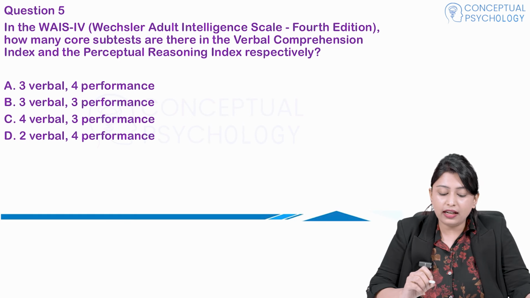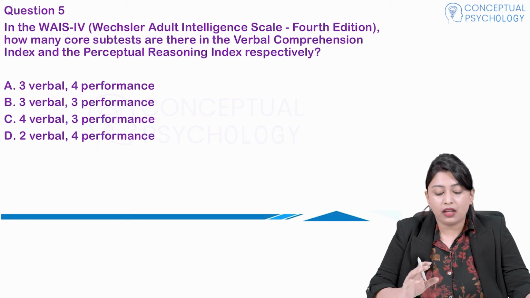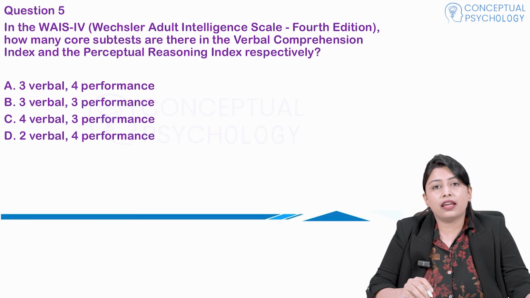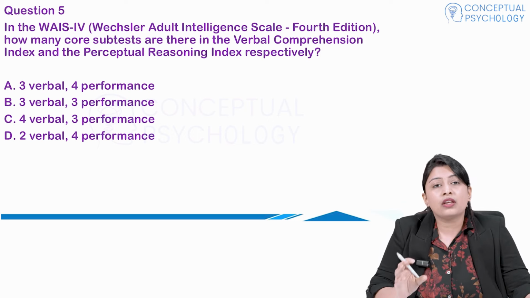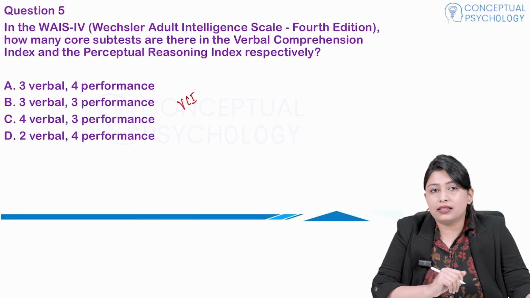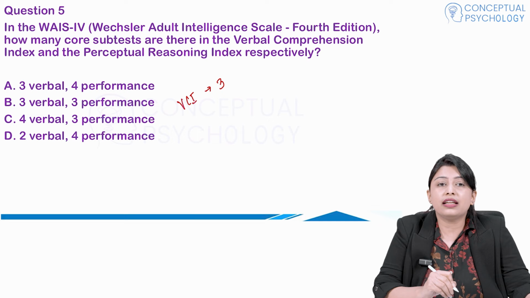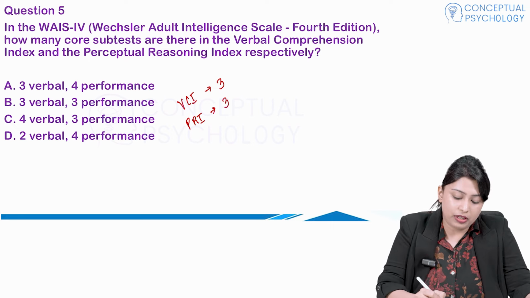In the Wechsler Adult Intelligence Scale, 4th edition, how many core subtests are there in the Verbal Comprehension Index and in the Perceptual Reasoning Index, respectively? Here, the Wechsler Adult Intelligence Scale, fourth edition, was restructured, and the verbal IQ and the performance IQ frameworks were considered in 4 index scores. The Verbal Comprehension Index, also known as the VCI, contains 3 core subtests, and the Perceptual Reasoning Index, PRI, again has 3 core subtests. Here the VCI has similarities, vocabulary and information.